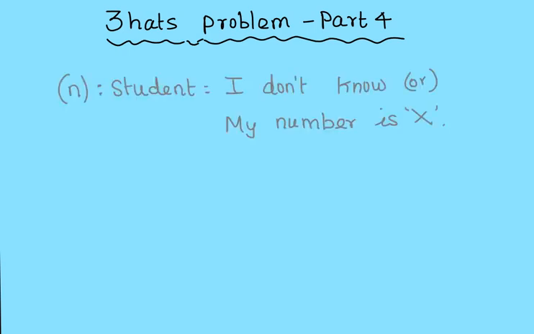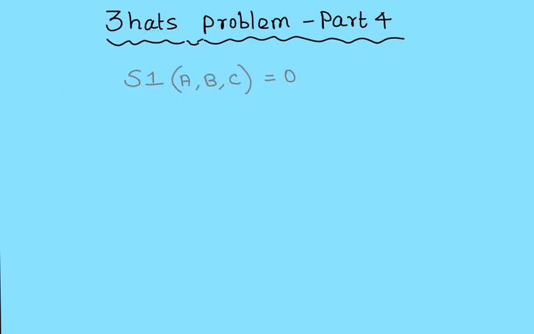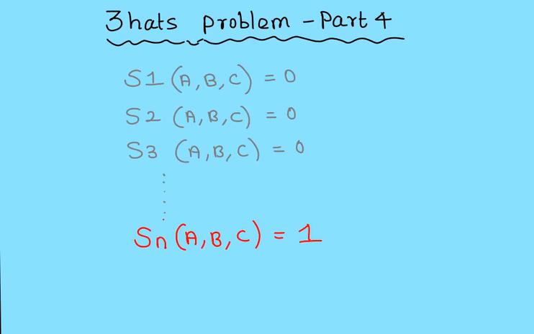At the nth conversation, the student may say, I don't know my number, or he can claim his number. If at the nth conversation the student says, I don't know, then the statement Sn of ABC is equal to 0. If the student claims his number, then it is 1. So, we calculate statement 1, statement 2, statement 3 and so on successively till we get the value 1, and correspondingly the conversation length of ABC is equal to n.